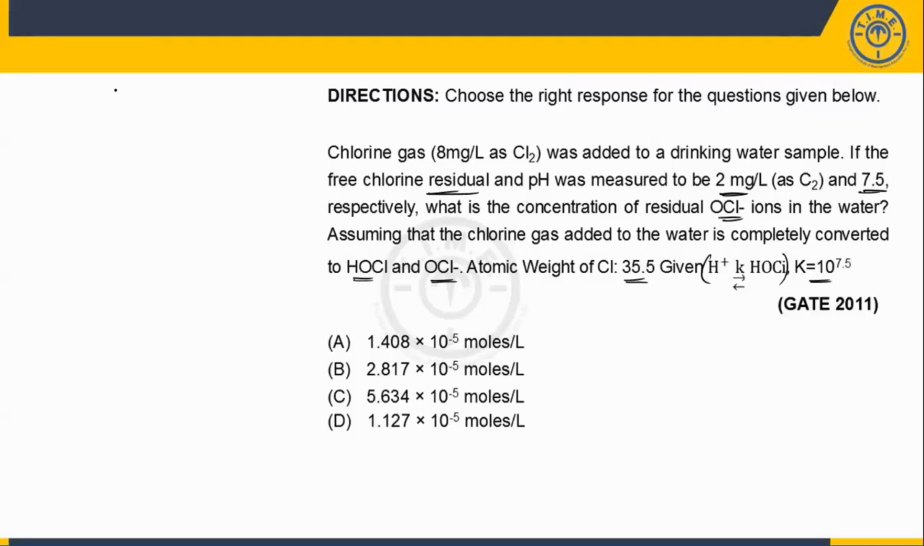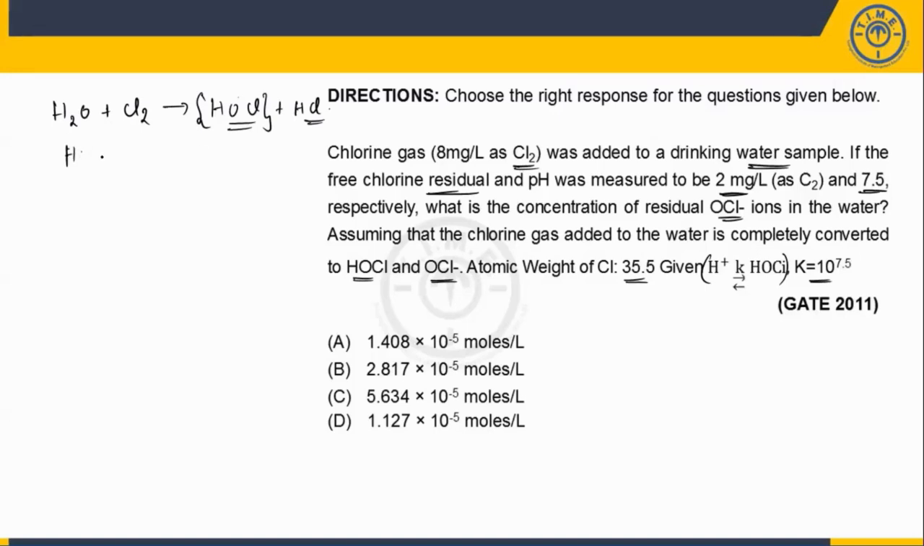Now, let's see this. See, chlorine gas is added to a drinking water sample. H2O plus Cl2 give rise to HOCl plus HCl. Understood? This is the actual equation. When we are adding chlorine in the form of gas to water, it gives rise to HOCl, hypochlorous acid, and HCl, hydrochloric acid.